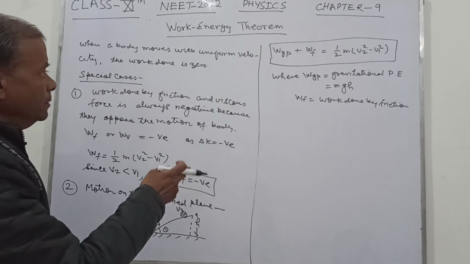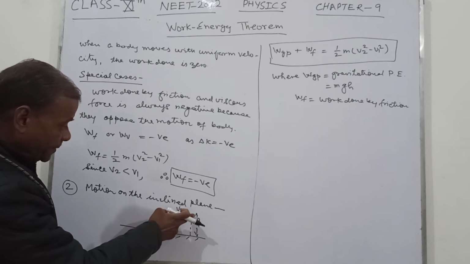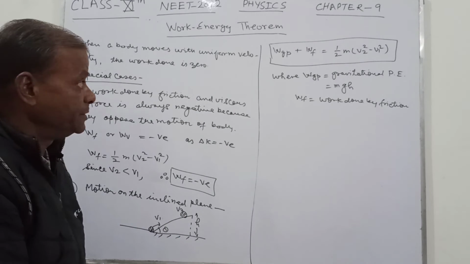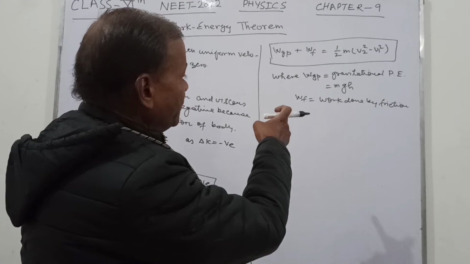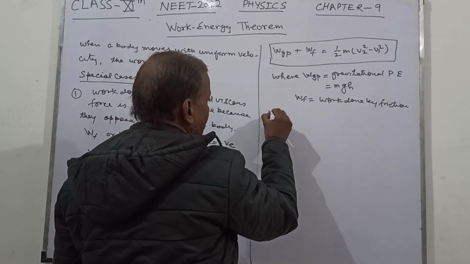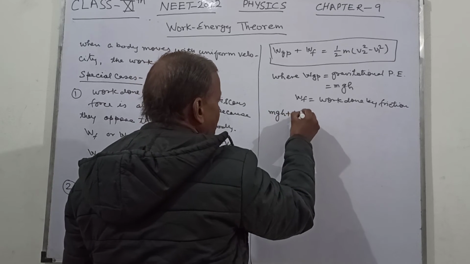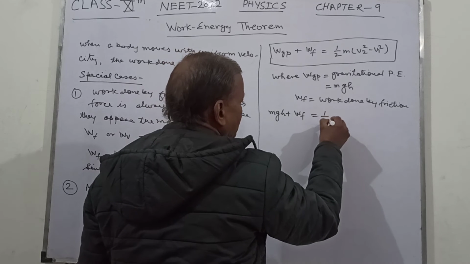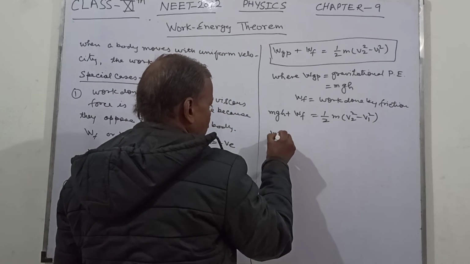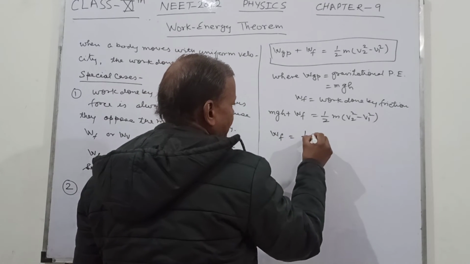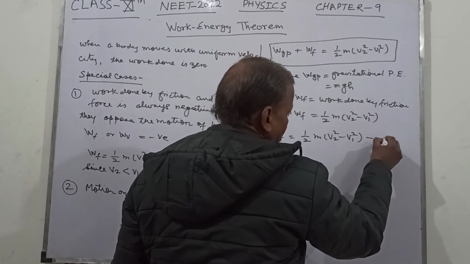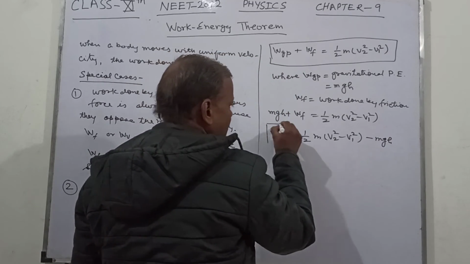So when the body is moving from the lower to the upper part, to the height h, then definitely there will be the potential energy, that is mgh, and this is Wf, the work done by the friction. Then we have mgh plus Wf equal to half m (v2 square minus v1 square), or Wf equal to half m (v2 square minus v1 square) minus mgh. This will give you the work done.